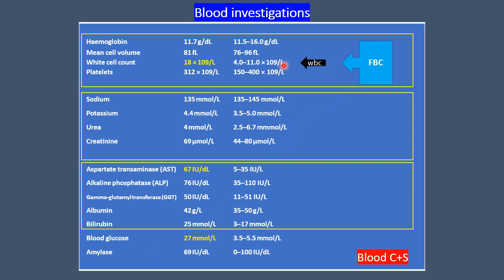Under the full blood count, the most important is your total white count, which is elevated. Under the renal function test, all the results are normal, and liver function test is essentially normal except for elevated aspartate aminotransferase. The blood glucose is also greatly elevated to 27 millimoles per liter. And it is important to do the blood culture and sensitivity on admission. These are all showing the elevated parameters.